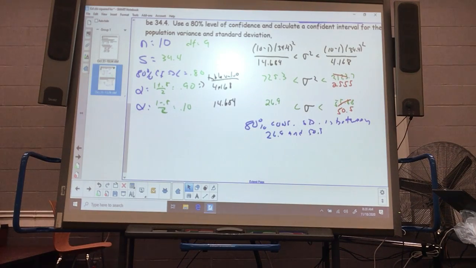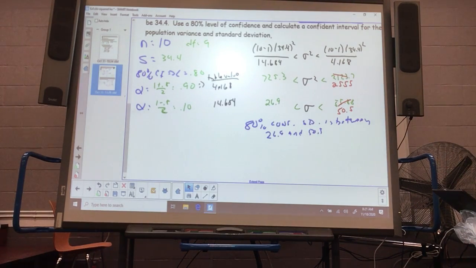Okay, what I gave you is a worksheet. Once again, make sure you take a look at it. For each one I've given you a sample standard deviation, so make sure you are careful of the verbiage there.